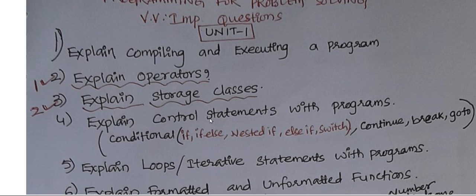Next one, fourth one, explain control statements with programs. What are the control statements? Conditional statements and continue, break and goto. Conditional statements are if else, nested if, else if and switch statement. You have to prepare for these programs and theory also, and continue, break, goto.